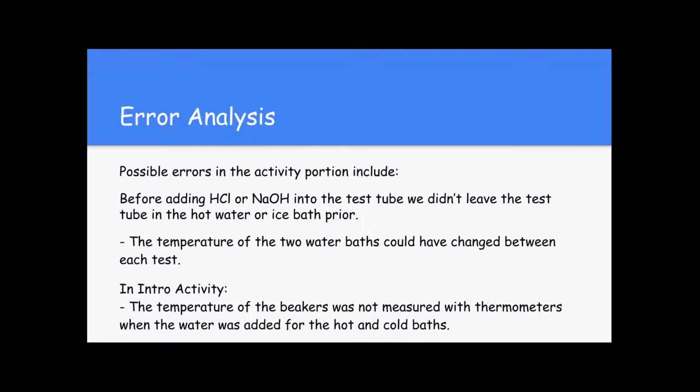Error analysis. Possible errors in the activity portion include: before adding HCl or NaOH into the test tube, we didn't leave the test tube in the hot water or ice bath prior. The temperature of the two baths could have changed between each test. In the intro activity, the temperature of the beakers was not measured with thermometers when the water was added for the hot or cold baths.